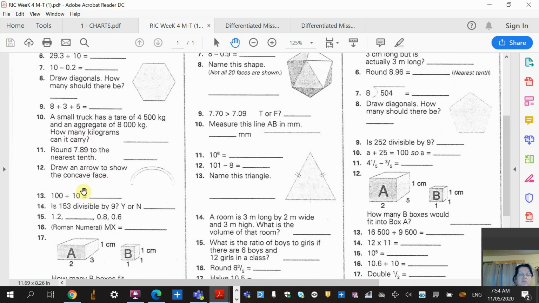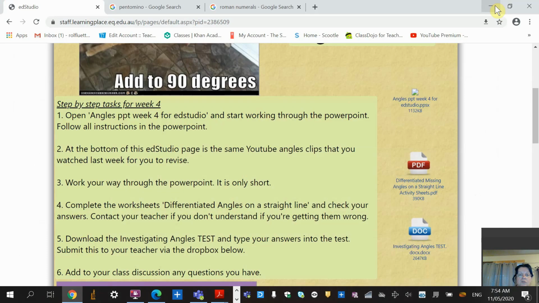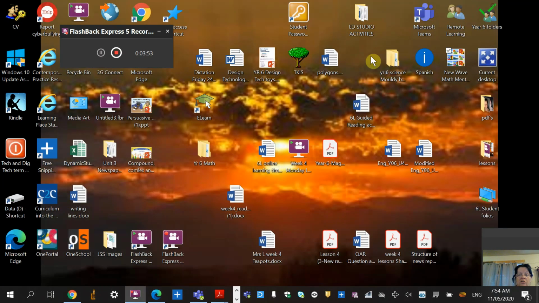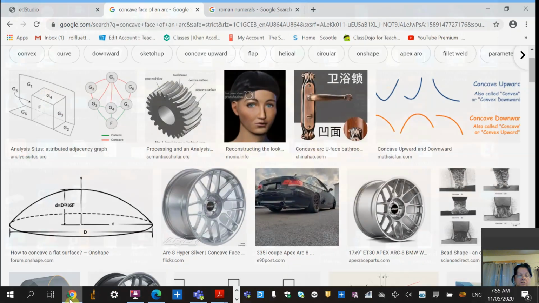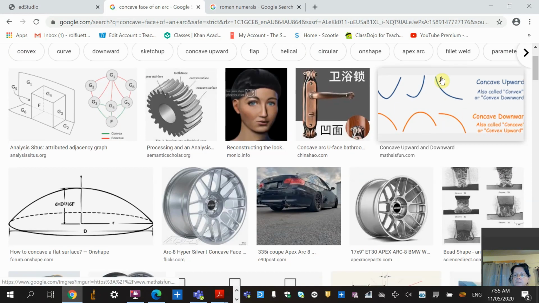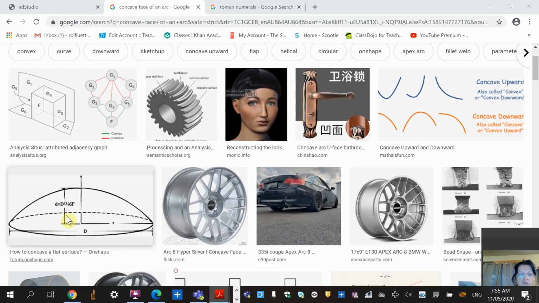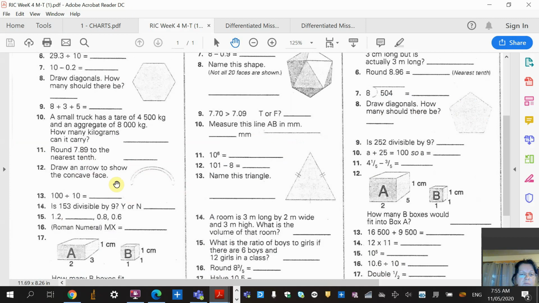Draw an arrow to show the concave face. So what does concave mean? I'll just pause this and pull up an image for you. Okay, so a concave, just wanted to show you, is this part of the arc. It's the bit arcing in. So what the question is asking you to do is draw an arrow to the concave part. So that would be the top part of the concave.